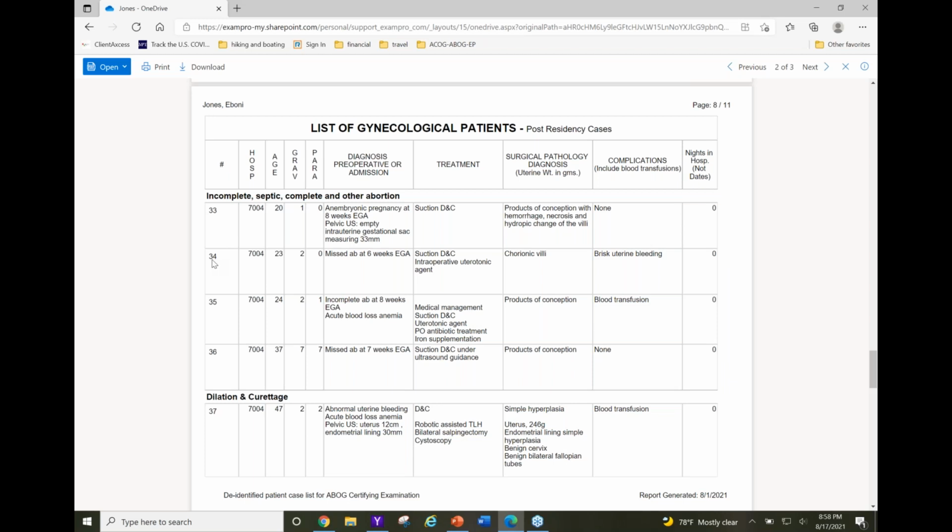Okay. So how did you make the diagnosis of a missed AB? For this particular patient, she had an ultrasound that showed a gestational sac with a fetus without a heartbeat. Okay. So does seeing a fetus without a heartbeat automatically guarantee that this is a missed AB? No.